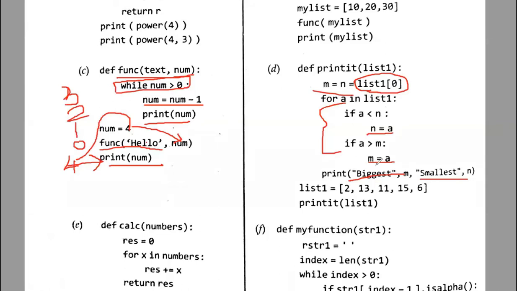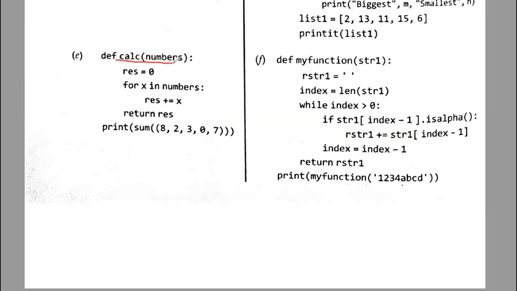So what will be the result? The biggest is 15 and the smallest is 2, which will be returned. We have a function called calc numbers, and I take the sum of all these numbers. The tuple will be passed in the place of number, and when I'm looping into the tuple and adding up all the values, it is going to return the result of the addition of all these values, which is nothing but 20.